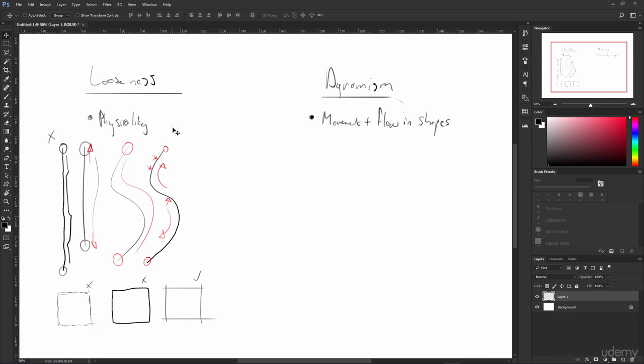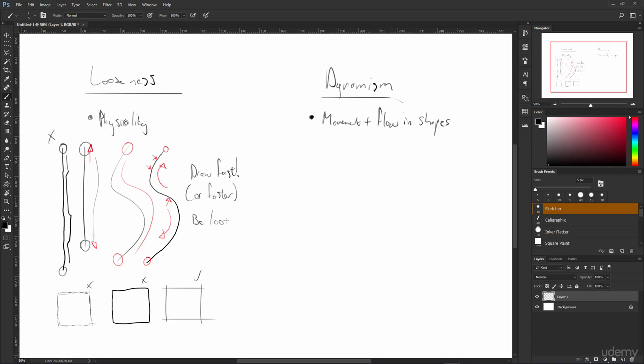One of the key tenets of that is drawing fast. So I'm just going to write it down here: draw fast, or faster if you're not that fast. Draw faster, and really be loose. It can be hard to understand, but it's basically be physically loose. So be loose, draw faster. That is basically the theory of looseness. It's not hard to do, but you're going to need to practice this. So there will be practice exercises for looseness.